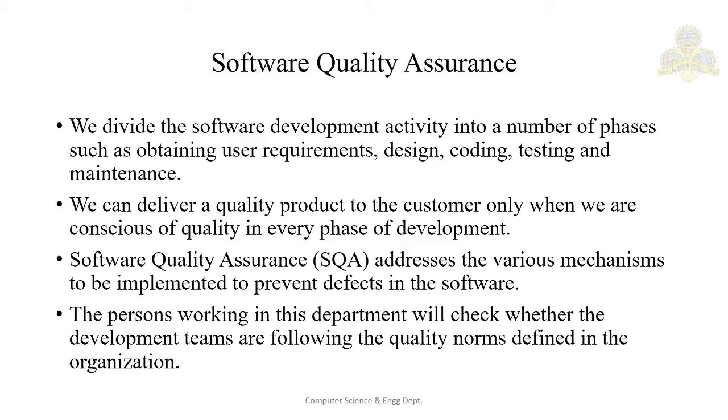So to develop the quality product, the quality has to be ensured in each and every phase of development. Now, SQA, software quality assurance, addresses the various mechanisms to be implemented during the different phases of development. So, this is about quality assurance. Remember, quality assurance is a separate team which will be present in a project or in the organization, and they will be checking whether the project is following the norms that are developed by the organization or not.